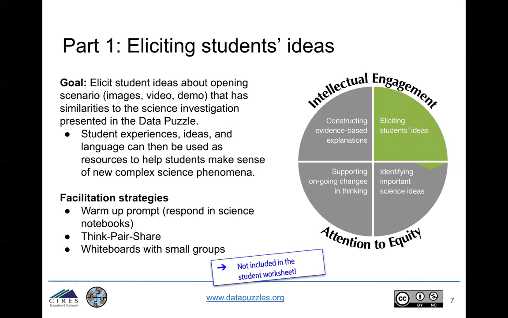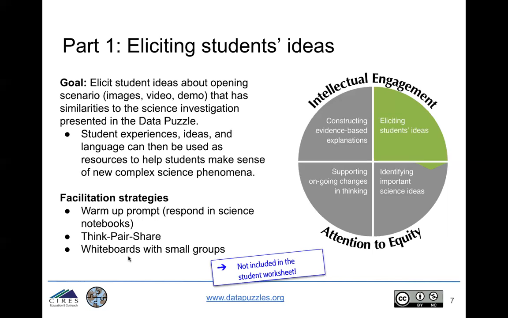You're the experts in your classroom. You have routines established, so we want to empower you to utilize those routines. If you have a warm-up prompt and students use a notebook for that warm-up prompt, feel free to use this opening scenario as an opportunity to get students into their science notebooks and get them settled in and ready for class with this opening scenario prompt.